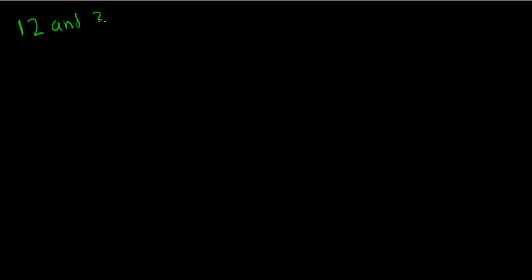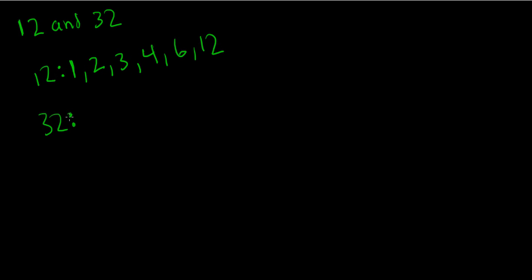So let's start off by writing all the factors of 12. Basically numbers that can divide 12 evenly that are smaller than 12. So we got 1, 2, 3, 4, 6, and 12. Now let's look at the factors of 32: 1, 2, 4, 8, 16, and 32. Remember that factors have to be either the same size as the number or smaller than the number.